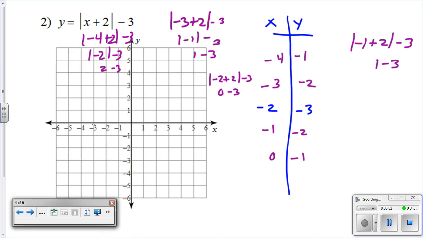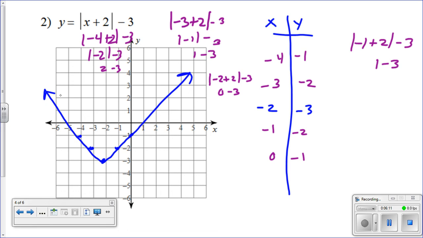So negative 4, negative 1, negative 3, negative 2, negative 2, negative 3, negative 1, negative 2, and 0, negative 1. Here's our v.